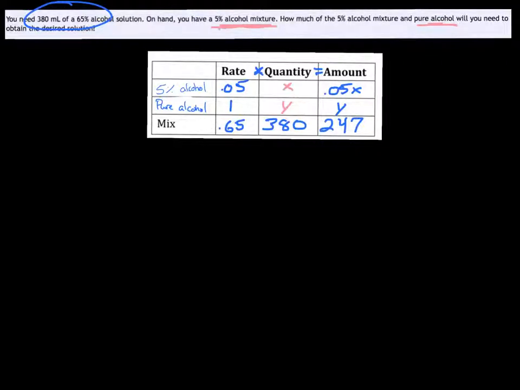Alright, and then what we do with that is we create equations from this information. We create our equations from the quantity column and the amount column. And what we always do is add the two that we're mixing to total the final mixture. So our equation is x plus y equals 380. What that's saying is the amount of 5% alcohol and pure alcohol has a total of 380 milliliters we're looking for in the end. So that's an obvious equation.